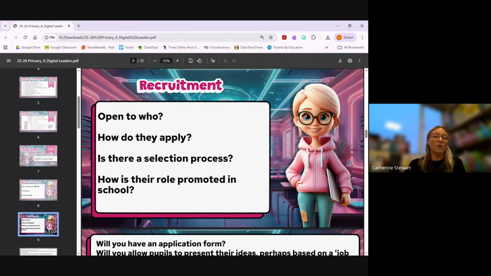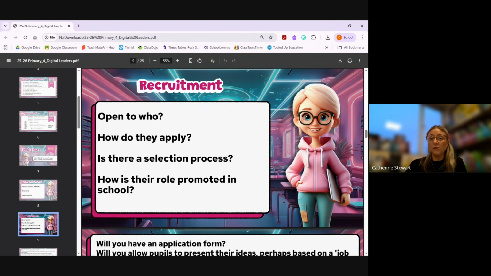Okay, you might want to get them to make some posters or videos to put into classrooms and get children recruited that way. Or maybe onto Google Classroom or whatever digital platform you're using, put their posters and videos on there to get children excited and wanting to come and join you. Okay? And then you're going to start to think about how they're going to apply.